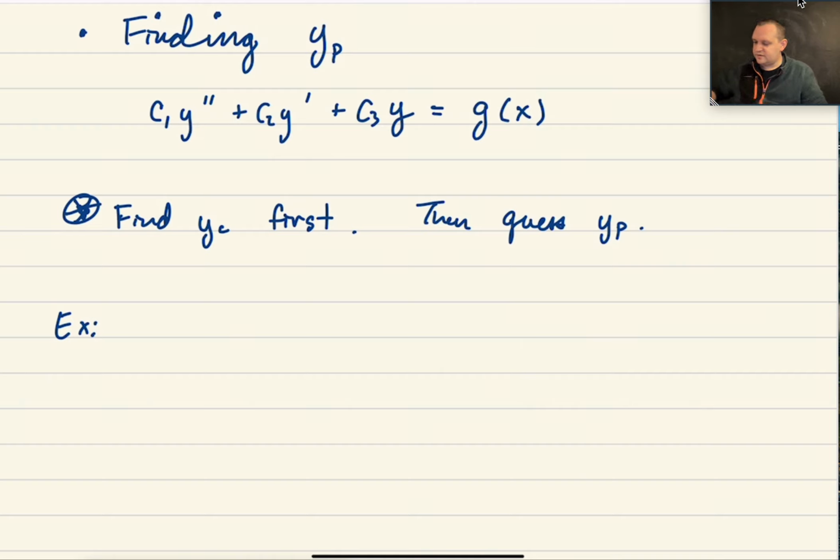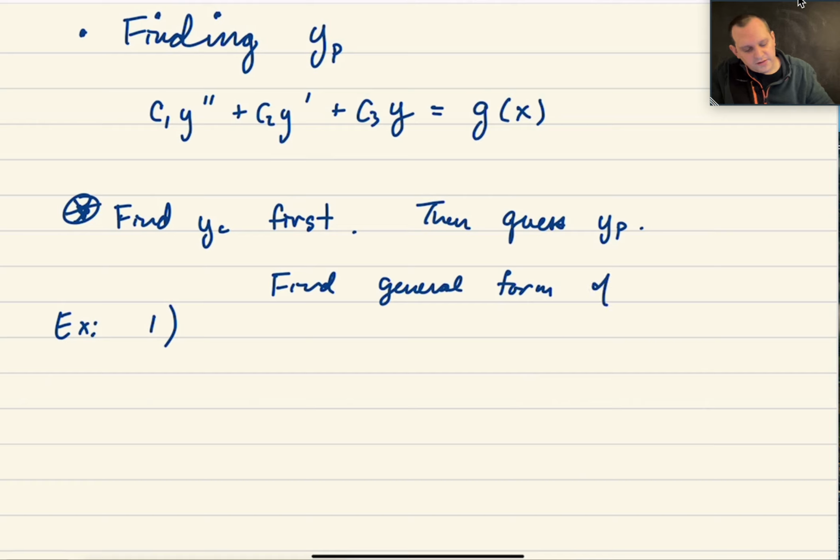I have 19 or so examples that I want to talk about. The first one: let's find y sub p. Actually, I shouldn't say find y sub p. Let's find the general form of y sub p. I don't actually care what the constants a and b and c are. I just want to figure out the general shape of the particular solution.